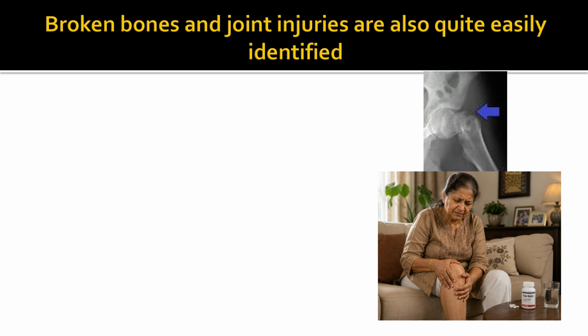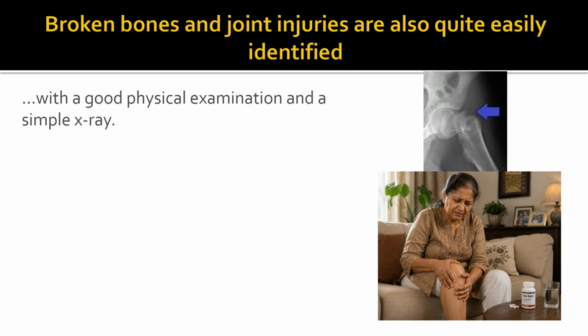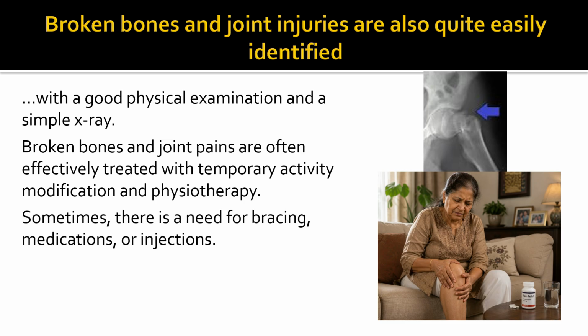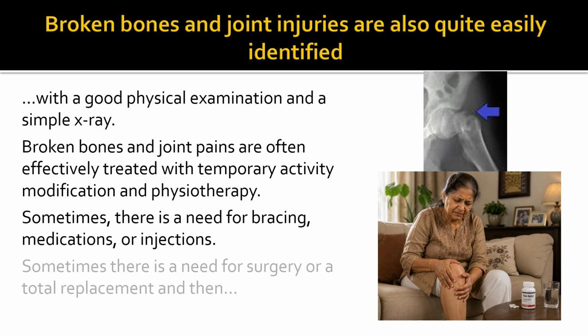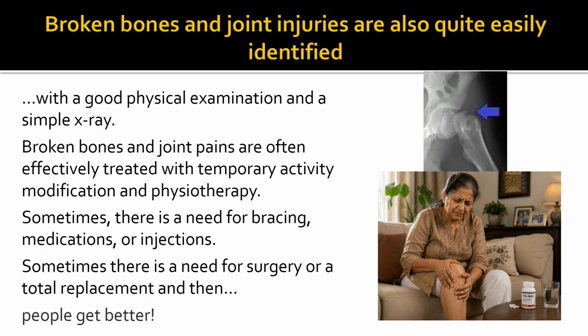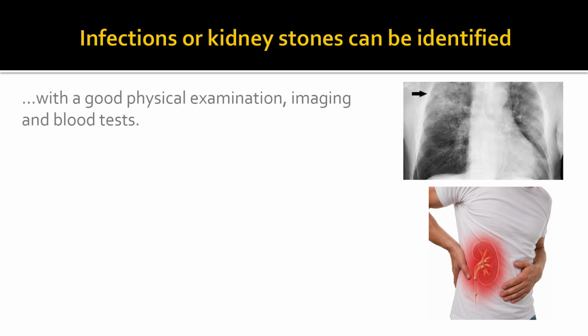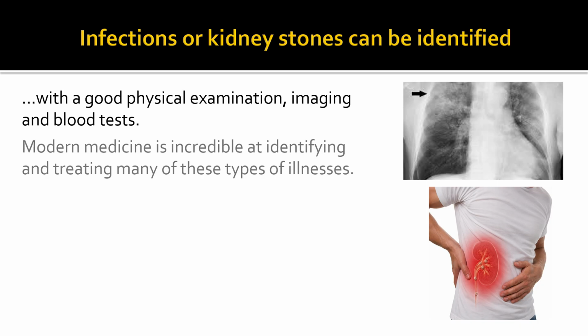Broken bones and joint injuries are also quite easily identified with a good physical examination and a simple x-ray. Broken bones and joint pains are often effectively treated with temporary activity modification and physiotherapy. Sometimes there's a need for bracing, medications, or injections. Sometimes there's a need for surgery or a total replacement, and then people get better. Infections or kidney stones can be identified with a good physical examination, imaging, and blood tests. Modern medicine is incredible at identifying and treating many of these types of illnesses.